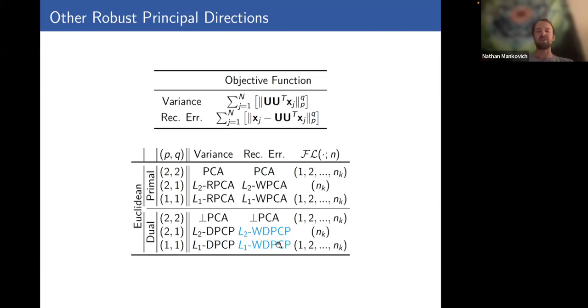Maybe this is just a dumb idea, but it should be filled in this table. And I don't know if anyone's really played around with that. So we mention it in our paper, but we don't really do anything with it. It would be interesting to see what this is. So this is you're finding the U's that minimize this objective function for P equals 1 and Q equals 1 or 2.